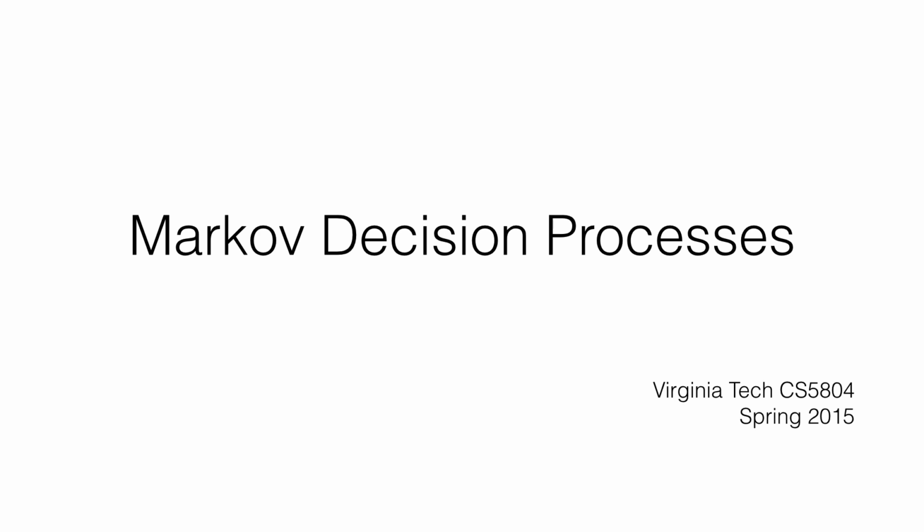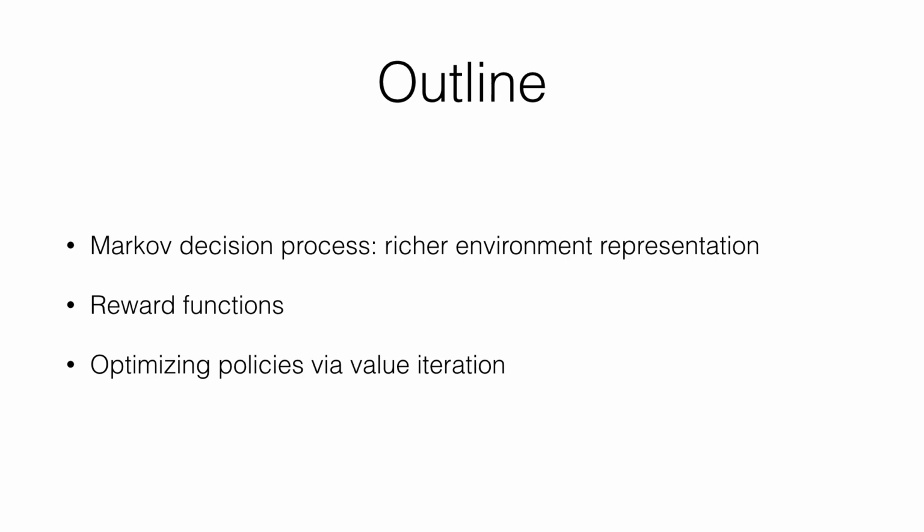So a Markov decision process essentially takes what we've been previously looking at and adds an extra twist, which is that it's a richer environment representation that allows for randomness. It allows for randomness that we couldn't handle before.